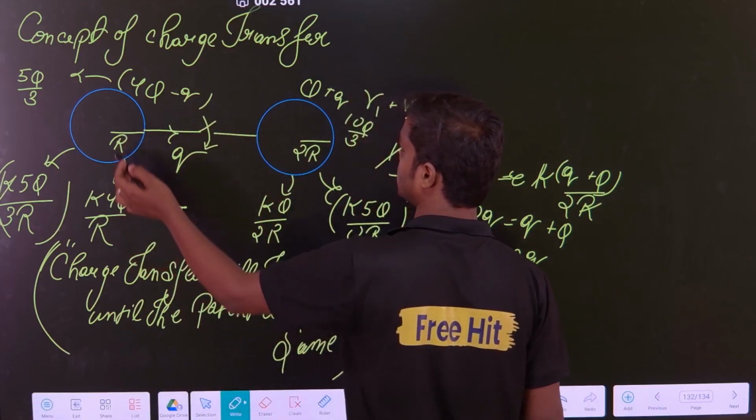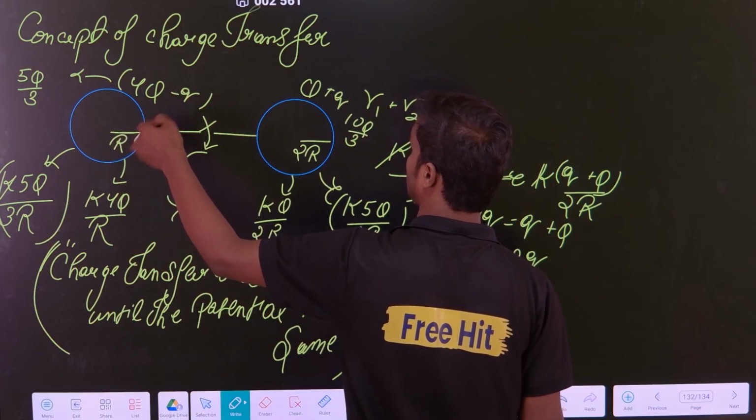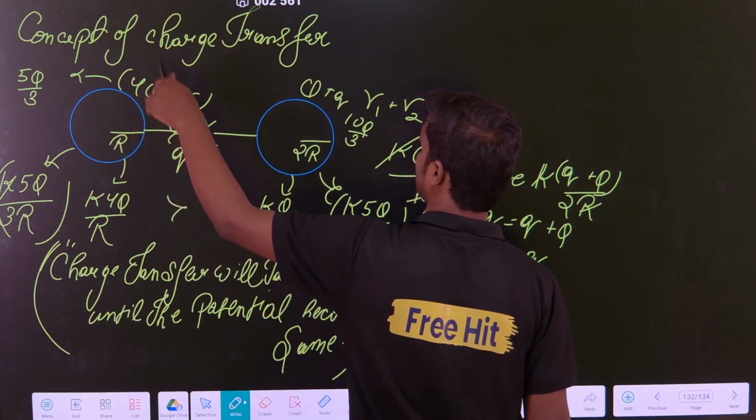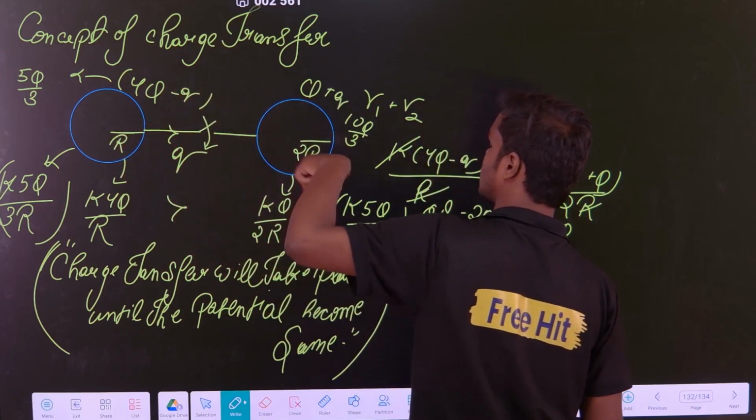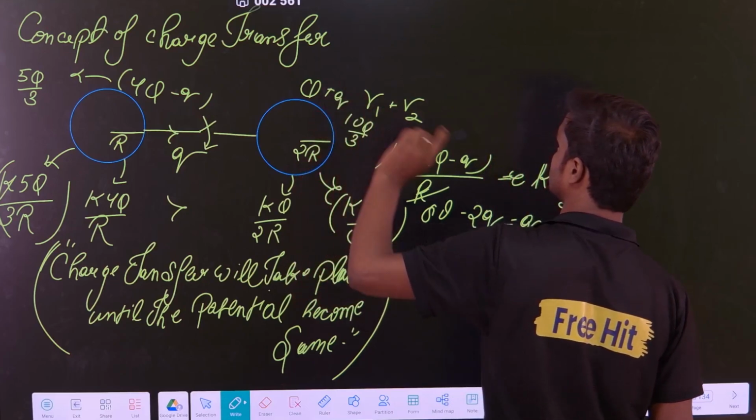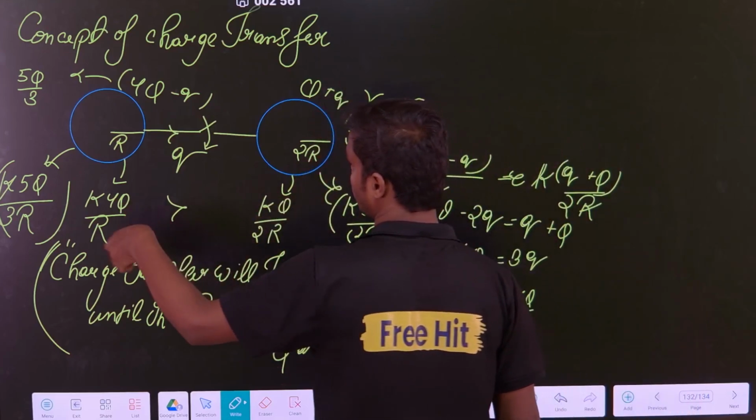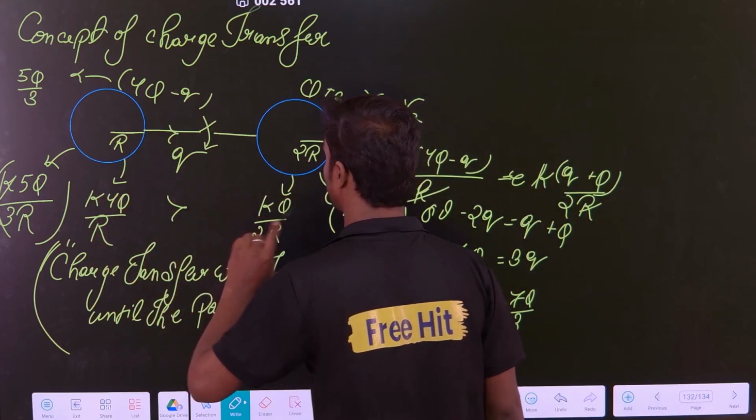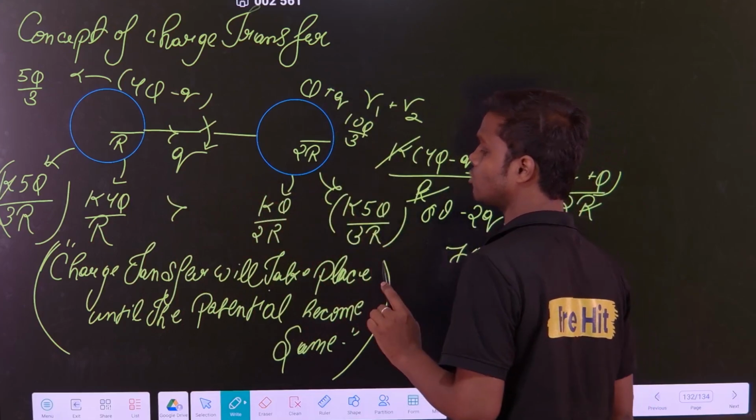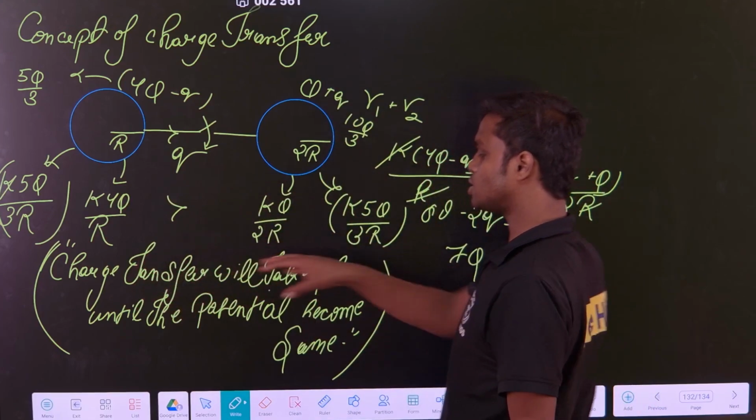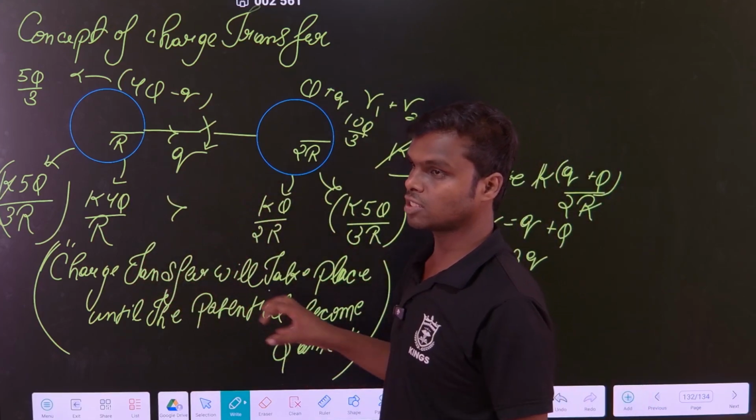Suppose there is a conductor with radius r and total charge 4q, and another conductor with radius 2r and charge q. The initial potential of the first is k·4q/r and the initial potential of the second is kq/2r. So charge transfer will take place until the potentials become the same.